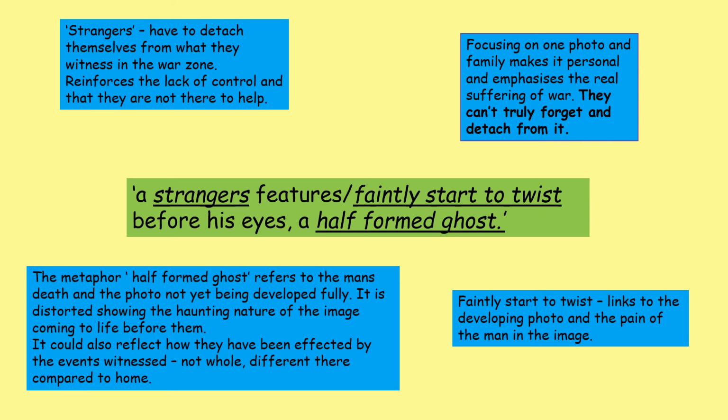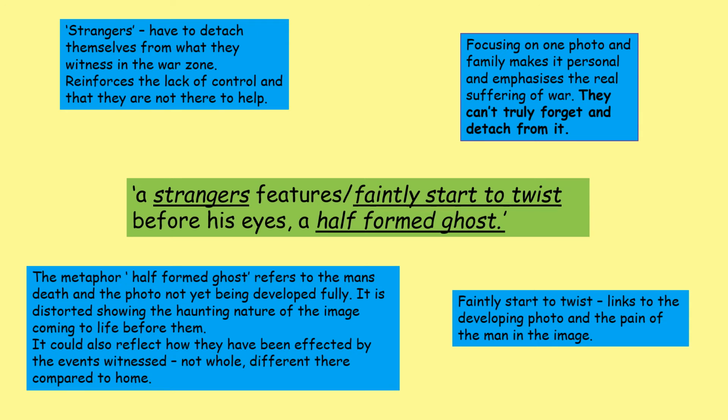You've then got the metaphor of the half-formed ghost. Okay, it refers to the man's death and the photo not yet being developed fully. Remember when we said in the dark rooms, it wouldn't be instant. It's distorted. Okay, it's not quite there yet, so it's showing the haunting nature of the image coming to life before him. It could also reflect how they have been affected by the events that they witnessed. Maybe the photographer now is no longer whole themselves. They are different there compared to at home. Okay, they are not the same person.